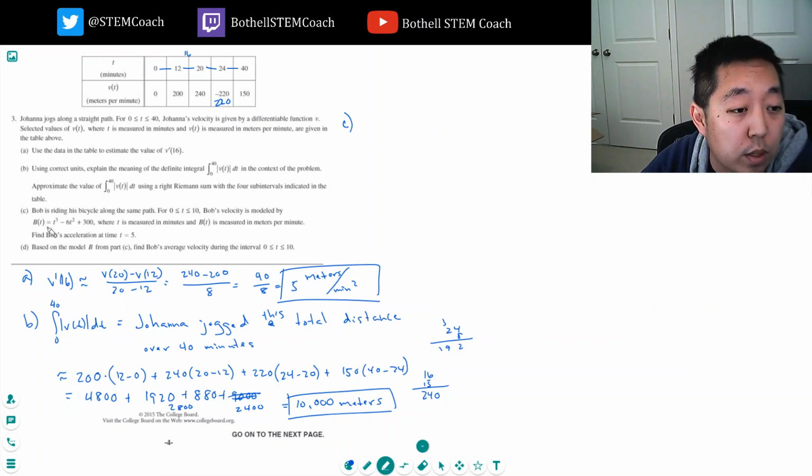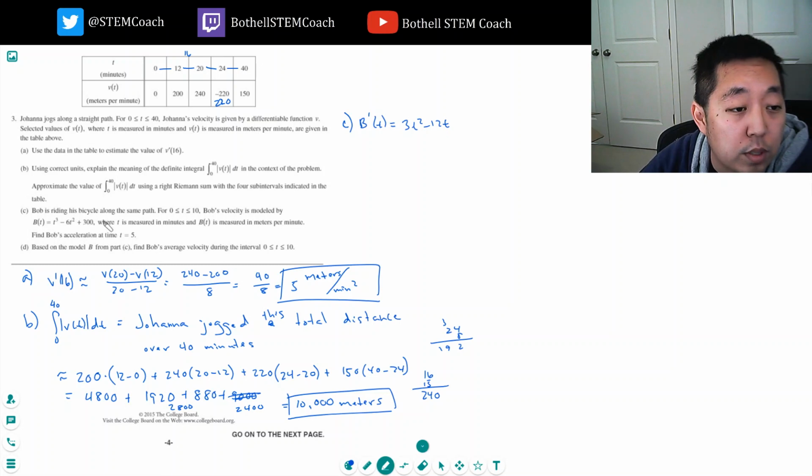Part C: Bob is riding his bicycle along the same path. Bob's velocity is modeled by this, where t is measured in minutes and B(t) is measured in meters per minute. Find Bob's acceleration at t equals 5. Okay, so this is velocity. Acceleration is the derivative of velocity, so they just want the derivative of this at time t equals 5. So this is 3t squared minus 12t.